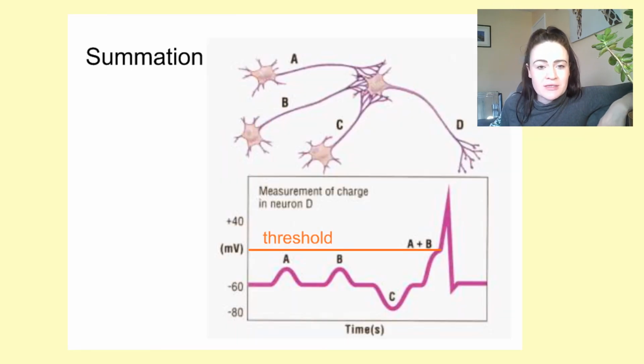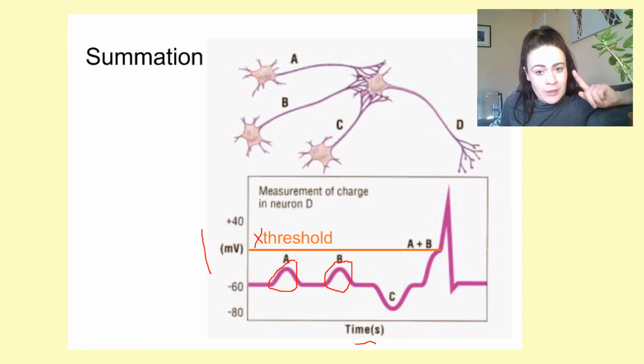So here we've got a nice little diagram of summation. Neurons A, B, and C are converging to meet at D, providing a summation of stimuli in order to get the impulse. Now, if we look here, we've got time along the bottom of this graph, voltage at the side, and the threshold is this level. Neuron A is providing that much of a stimulus. Neuron B has provided that much of a stimulus.